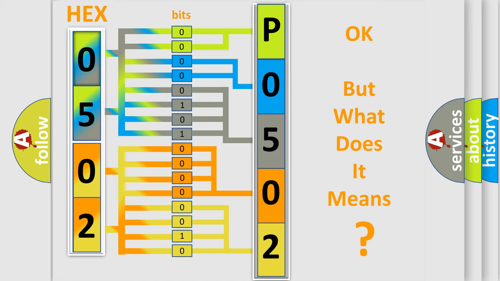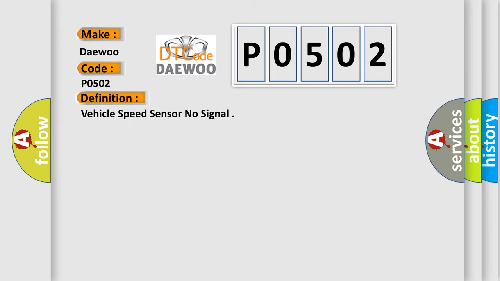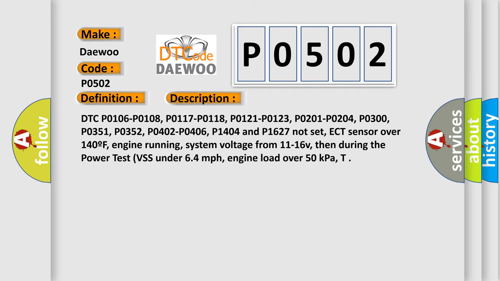The number itself does not make sense to us if we cannot assign information to what it actually expresses. So, what does the Diagnostic Trouble Code P0502 interpret specifically for Daewoo car manufacturers? The basic definition is vehicle speed sensor no signal. And now this is a short description of this DTC code.